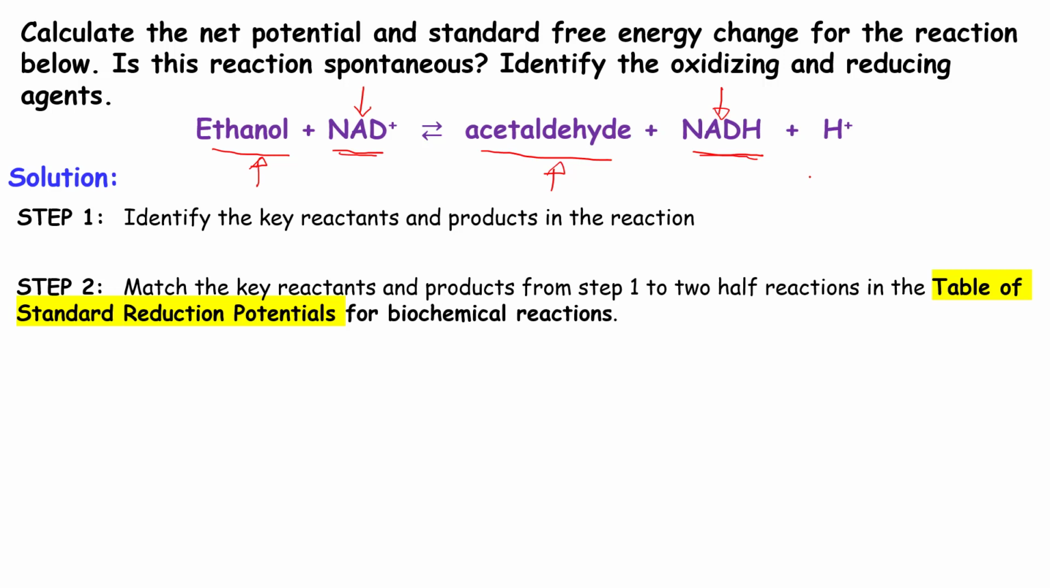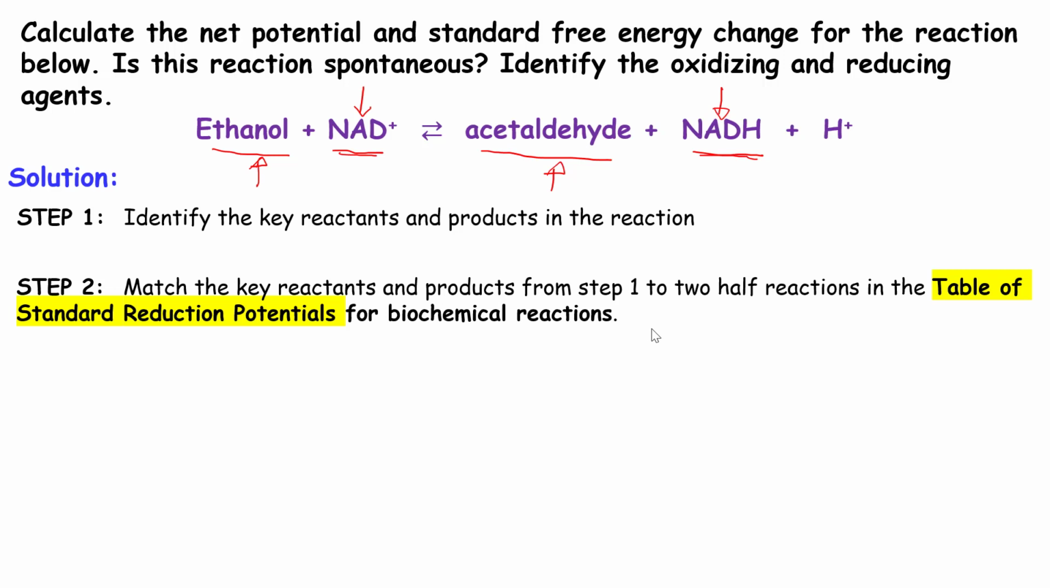This particular example is a biochemical reaction, so we want to use a standard reduction potential table that is pertinent to biochemical reactions. Okay, so that's something to keep in mind. It says here in step 2, match the key reactants and products from step 1 to 2 half reactions in the table of standard reduction potentials.